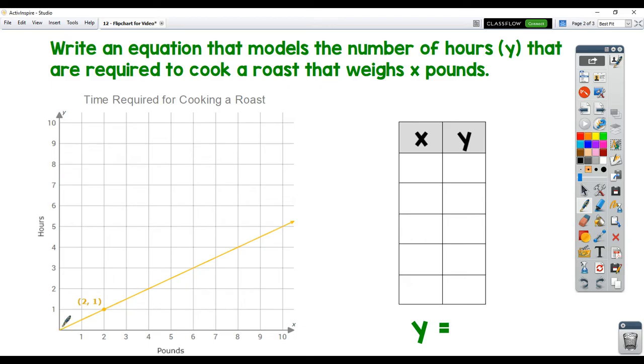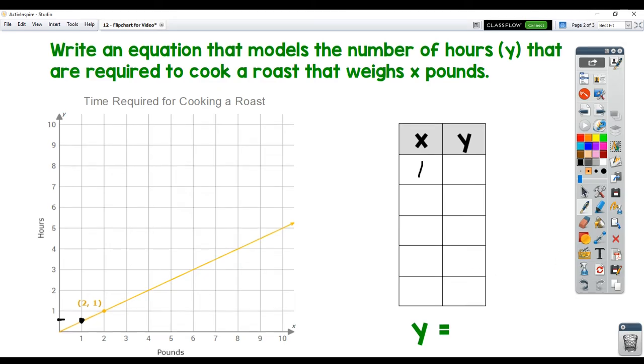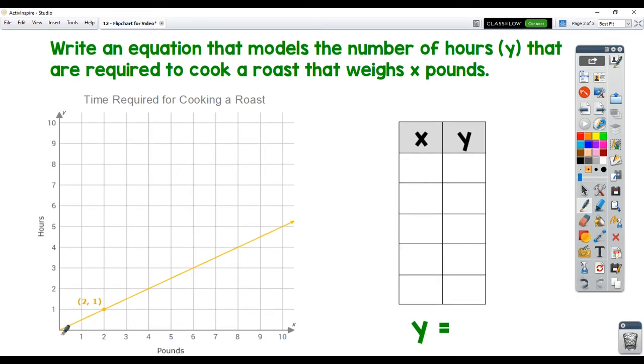So if I go over, I am not going to put a 1 in my table because if I go over to 1 pound, if I go up to my time, where is that on my y-axis? Well, maybe it's a half, maybe it's 2/3, maybe it's 3/4. I can't tell. So I'm going to go over to this first point where I definitely have a nice whole number x value, 2 pounds, and that corresponds with a definite whole number y value, 1 hour. So look for those whole numbers.